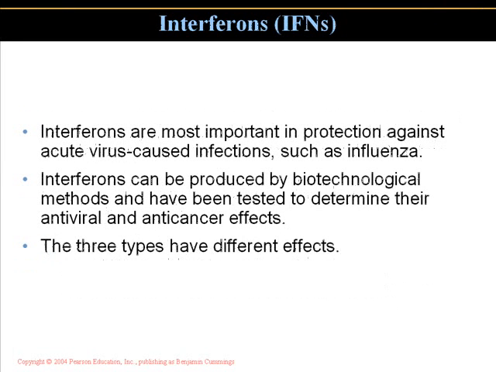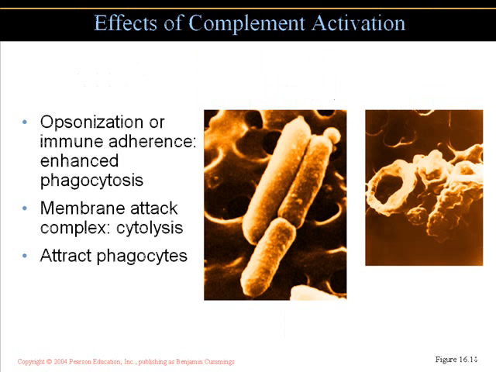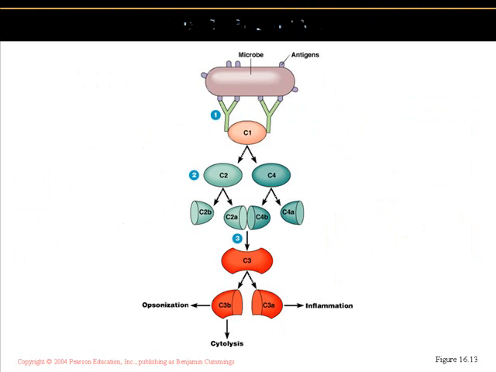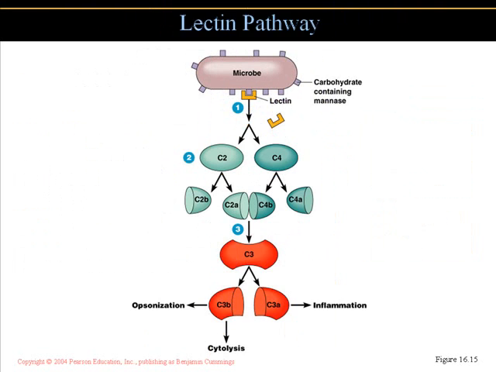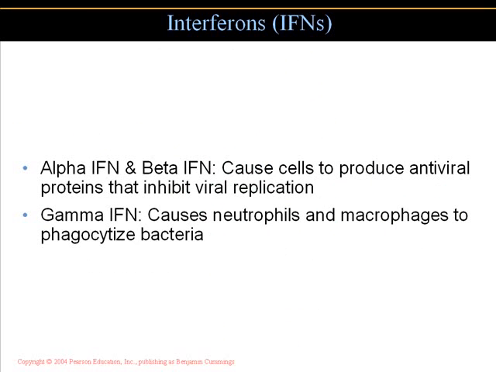Interferons are important in the protection against acute virus-caused infections. The example given is influenza. Interferons can be produced by biotechnology, a method that's been tested to determine antiviral and anti-cancer effects. The three types have different effects. Again, alpha and beta interferon cause the cell to produce antiviral proteins and inhibit viral replication. Gamma interferon causes neutrophils and macrophages to phagocytize bacteria. So alpha and beta for inhibiting the virus, and then gamma interferon particularly for bacteria.